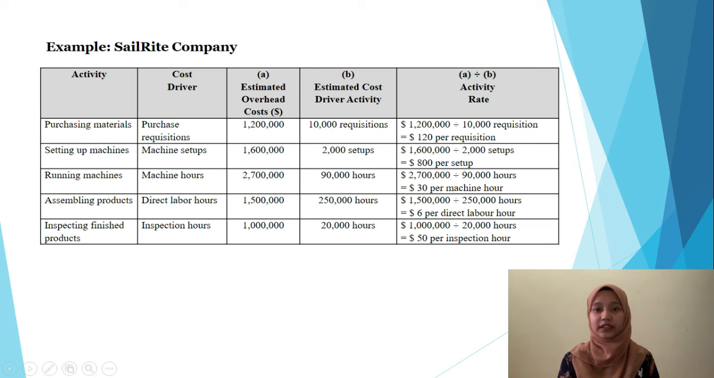$120 per requisition. Next, for setting up machine, it was $800 per setup. For running machine, it was $30 per machine hour. For assembling product, it was $6 per direct labor hour. And lastly, for inspecting finished product, it was $50 per inspection hour.